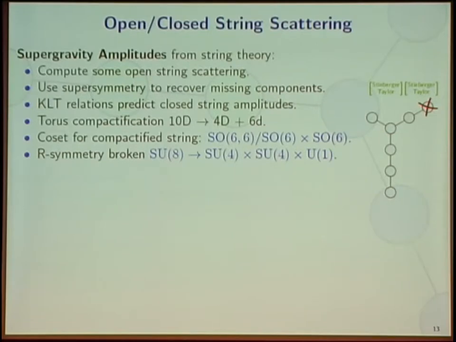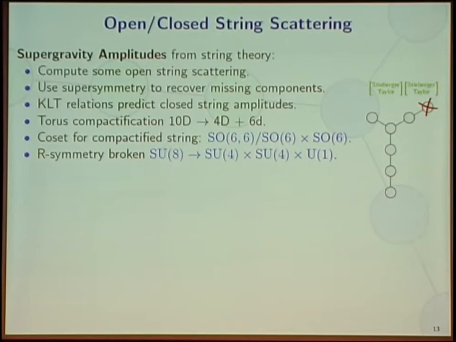For convenience, you start with open string scattering amplitudes, because these are easier to obtain. You just have to compute a few, and then you can use supersymmetry to complete your scattering amplitude, make it supersymmetric, and that gives you the remaining components. But that was for open strings. Then you use the KLT relations to predict the corresponding closed string amplitudes. String theory is in 10 dimensions, so you would reduce it to 4 plus 6 torus dimensions.